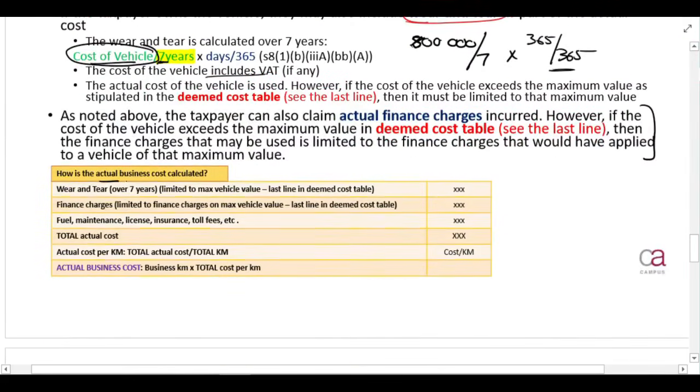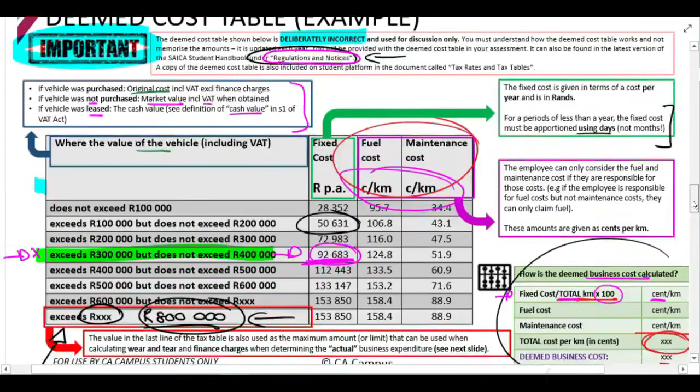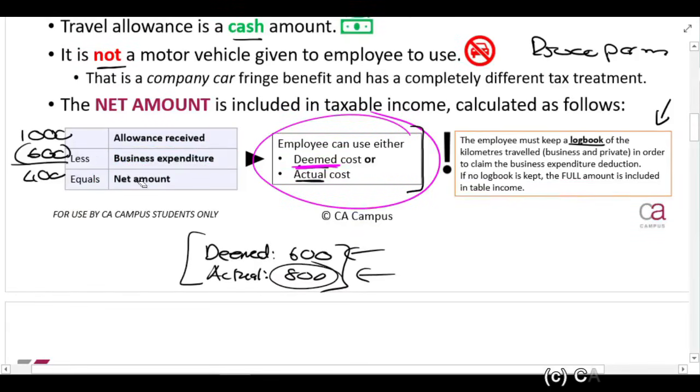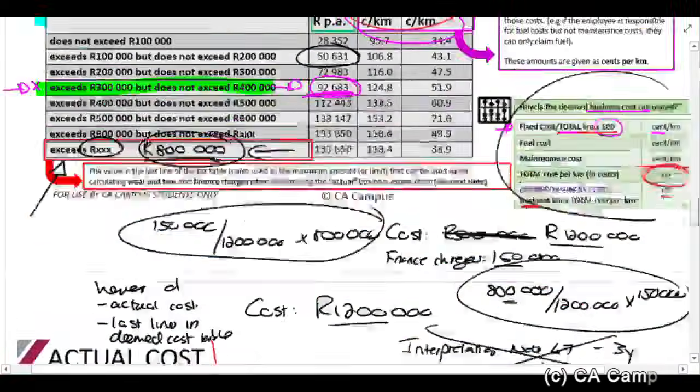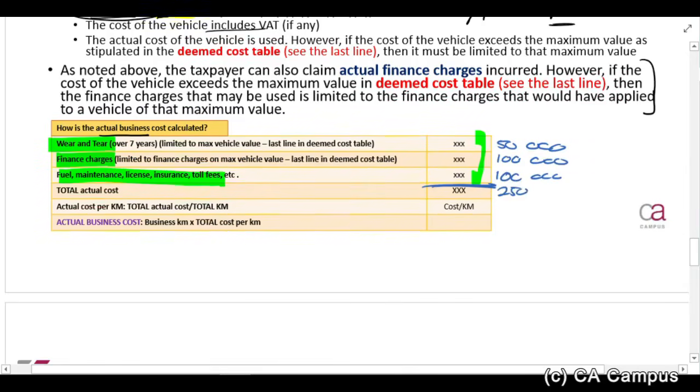So how do you then calculate the actual business cost per kilometer? Again, remember we discussed there how to calculate the deemed cost. What we're trying to do here, guys, is again, how do we calculate this business expenditure here using the actual cost? So basically what you do is you add up all of your costs, the wear and tear, finance charges, all of the other costs. You add it all up. This gives you a total cost for the year. So this will be, let's say it's 50,000 and 100,000 and another 100,000. That will give you 250,000.